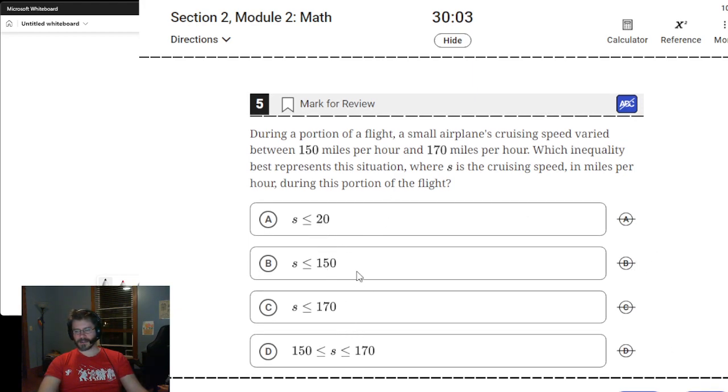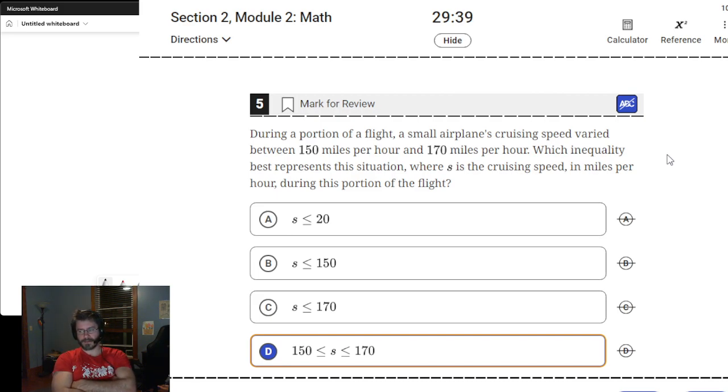Again, looking at our answer choices, we've got a range for S. During a portion of a flight, a small airplane's cruising speed varied between 150 and 170. Okay. Represents the situation. S is cruising speed, miles per hour. Okay, we got miles per hour, no change in units. Is it really that simple? Hold on. It is only question 5, so it should be quite simple.